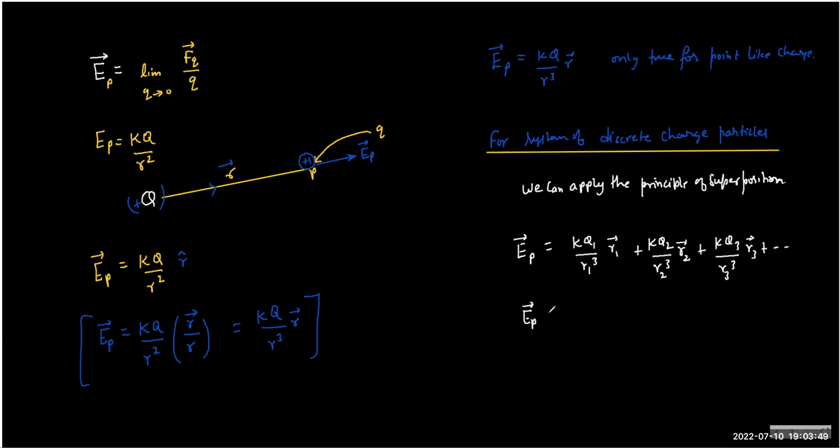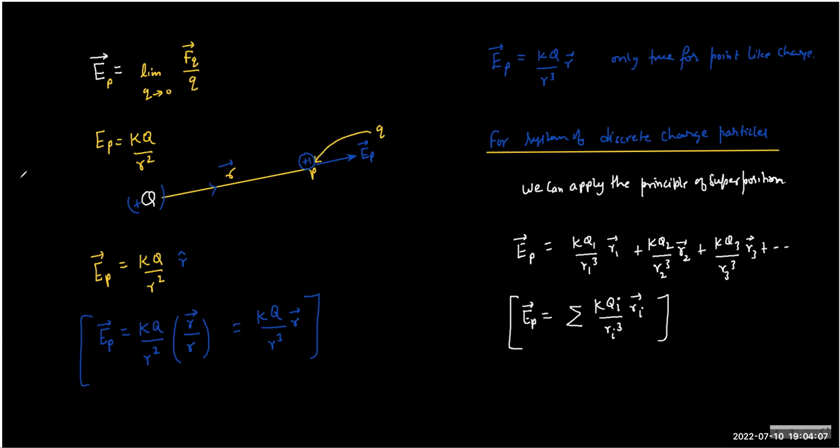So you may rewrite this as the summation of k qi upon ri cubed into ri vector. That's a very simple principle.